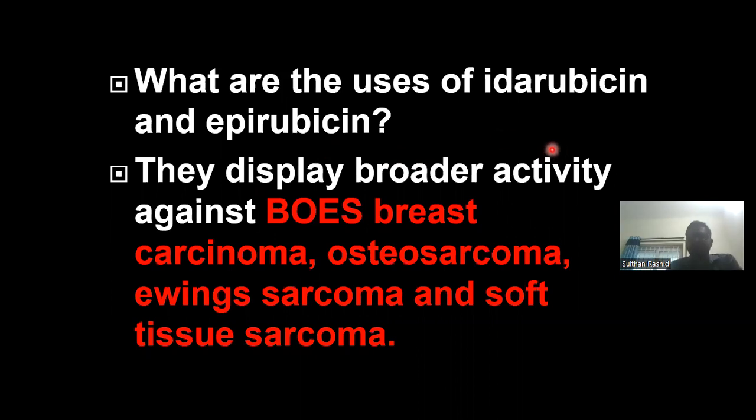What are the uses of idarubicin and epirubicin? They display broader activity against, remember, BOES. B for breast carcinoma, O for osteosarcoma, E for Ewing sarcoma, and S for soft tissue sarcoma. The first one is breast carcinoma and the others are related to soft tissues and bones. Osteosarcoma is a malignant tumor arising from the bones. Like that, soft tissue sarcoma is the malignant cancer arising from soft tissues.